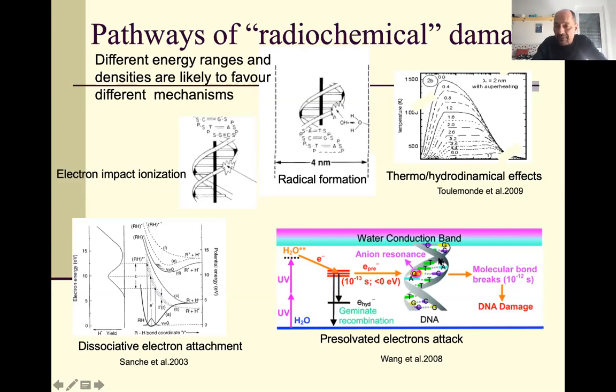There are, however, other effects under study, and these include the thermohydrodynamical effects, which is interesting in a way. This is the temperature here. In this plot, you see the temperature at 2 nanometers. The local temperature, so the temperature in the 2 nanometer region, can be extremely high, because you have a high energy deposition in an extremely small volume.